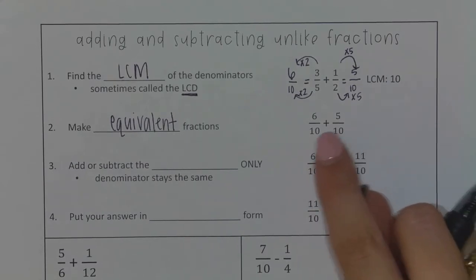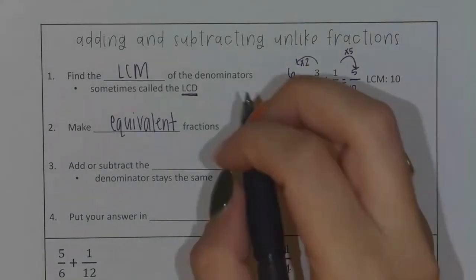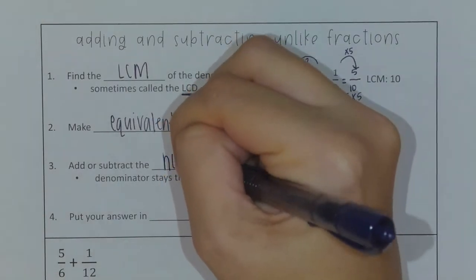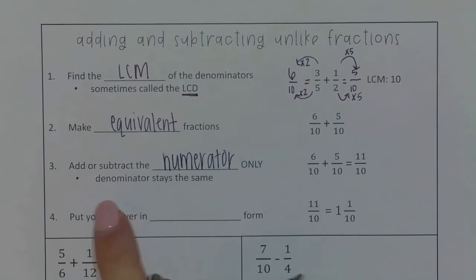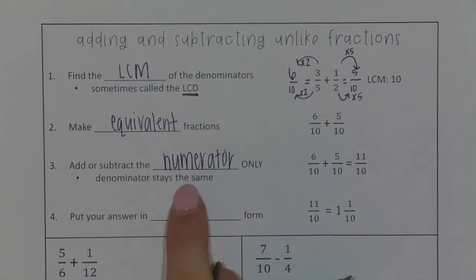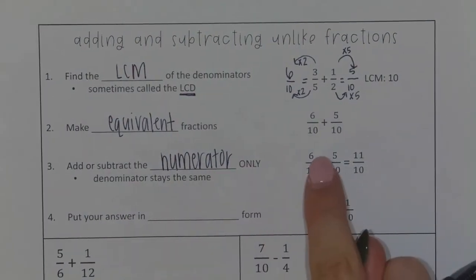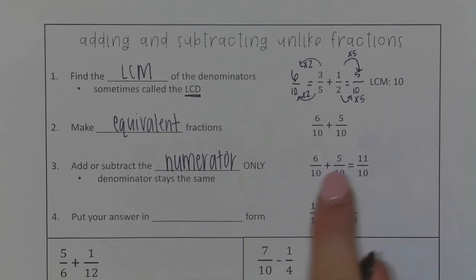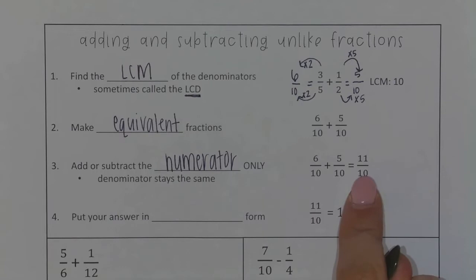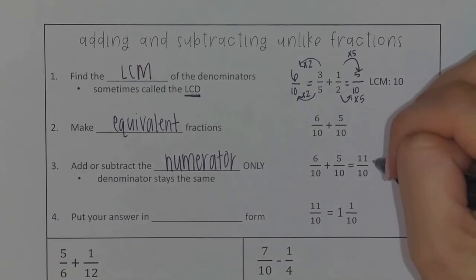And now that I have the least common denominator and they are the same, I'm going to add or subtract the numerator only. Okay, so my denominator always stays the same. It never, ever, ever changes. So I have 6/10 plus 5/10. 6 plus 5 gives me 11, and 10 stays the same, so it still is a denominator of 10.